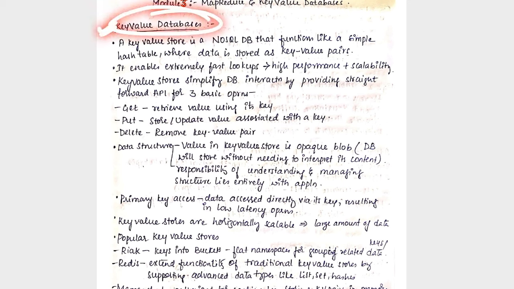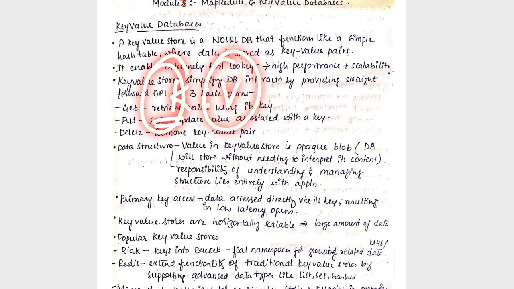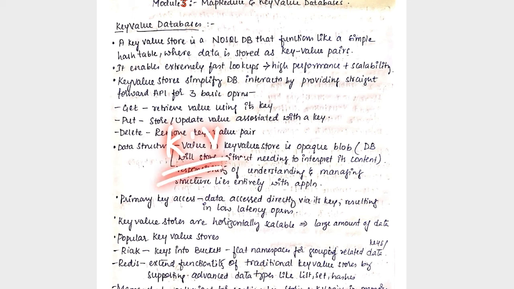So we'll understand how key value databases or key value stores actually work. In a key value store, we know key and value. The key comprises a parameter, and in the value we store the actual value. So the key value store is a NoSQL database that functions like a simple hash table. In a simple hash table, we store the data in key value pairs. Key value stores enable extremely fast lookup.